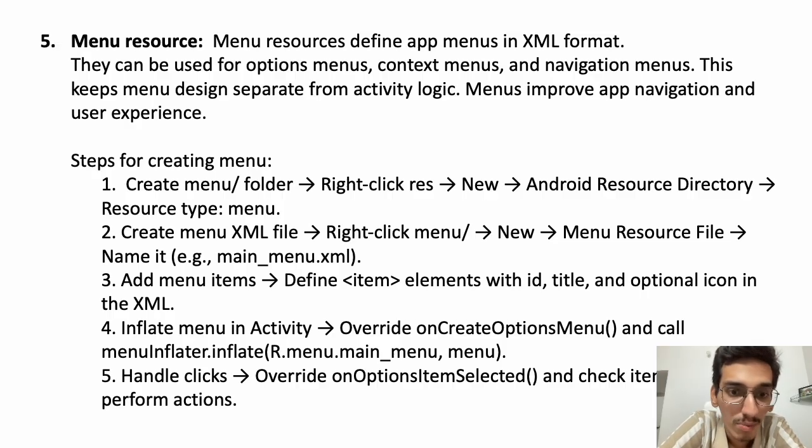Inflate the menu in the activity. Override onCreateOptionsMenu and call menuInflater.inflate with the parameters R.menu.main_menu, menu. And finally, handle clicks. Override onOptionsItemSelected and check the item id to perform actions.